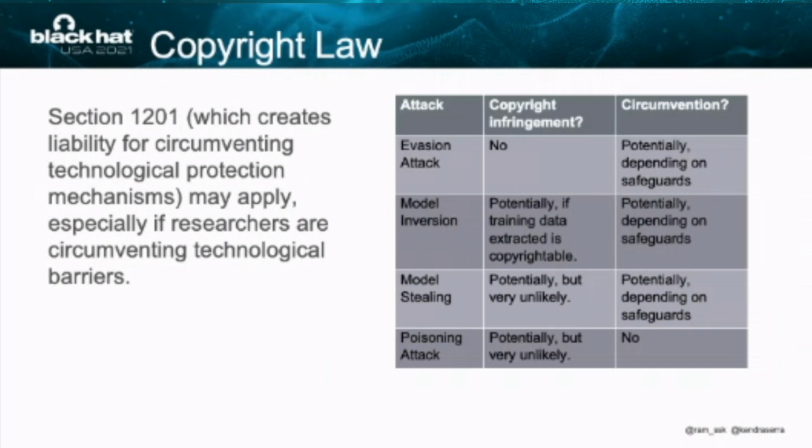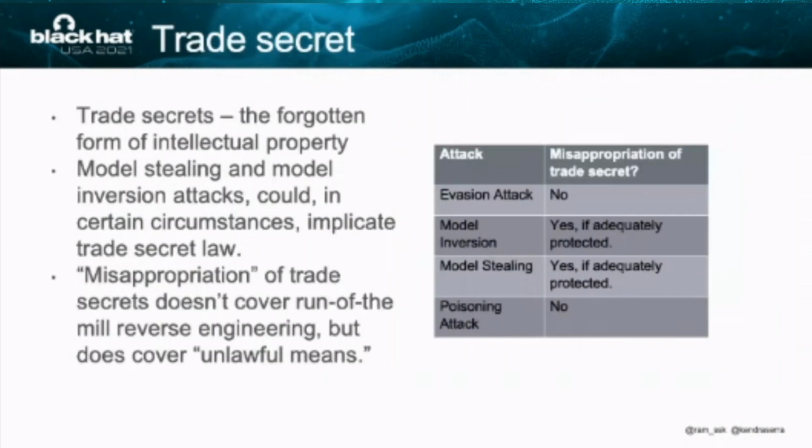The final form of intellectual property I want to discuss is trade secret. So trade secret is kind of like the one that everyone forgets because it's often very relevant for businesses, but not very relevant for professors. And so when we talk about trade secret, we're talking about something that gives you a business advantage and that you keep secret. So the archetypal example is the formula for Coca-Cola.